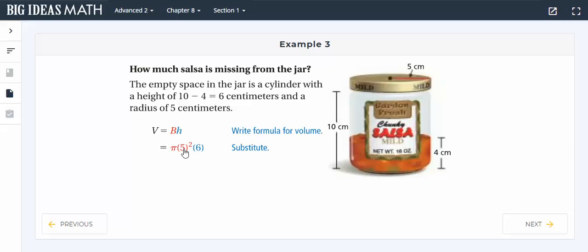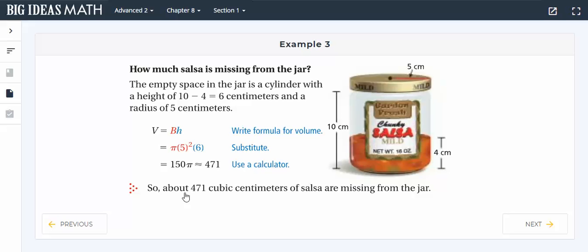So your 5 squared is 25 and 6 of those is 150 pi, or it's approximately equal to 471. You do get to use a calculator in there. So it's 471 cubic centimeters of salsa is missing from the jar. Remember, you can also write cm for centimeters and put an exponent of 3 on the top.